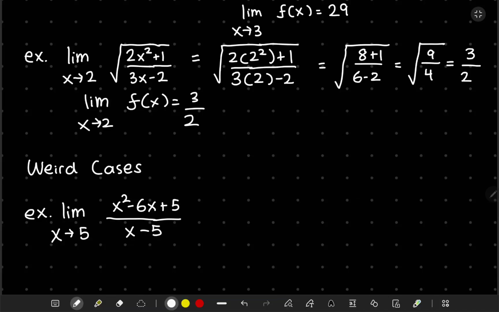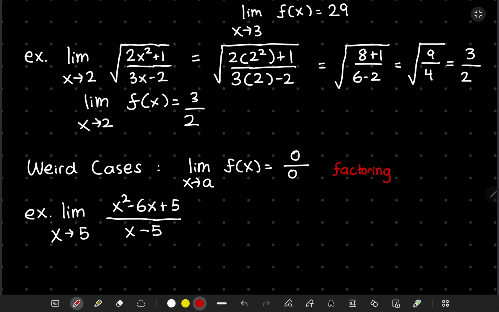And so let's just establish the weird case. There are some weird cases where the limit as x approaches a of f of x can sometimes be 0 over 0. And how do we escape that? When we see this 0 over 0, one of the first ways that we can try to solve this is by factoring.